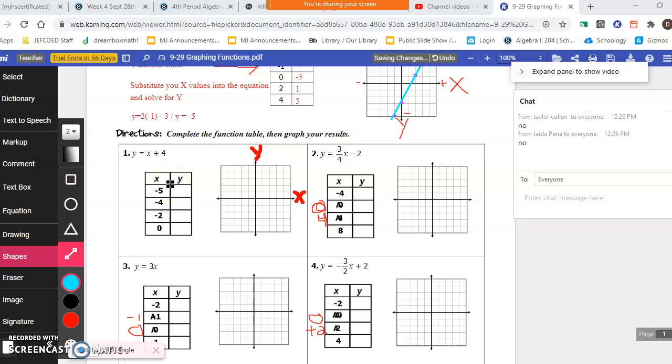All right, so again, since we didn't have any questions on the first example, guys, check out our directions right here. Complete the function table, and then graph the results. So here it's already got our pre-made function table for us.